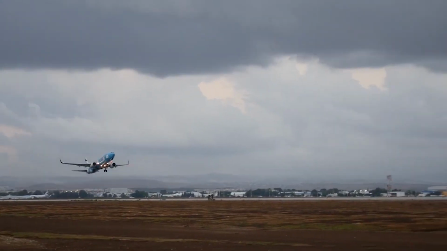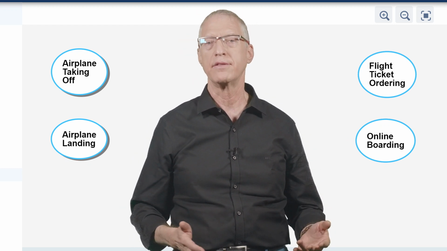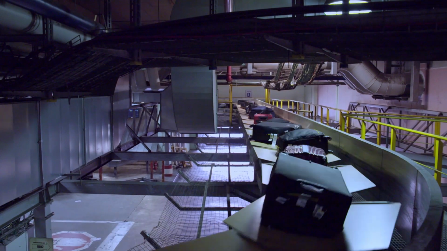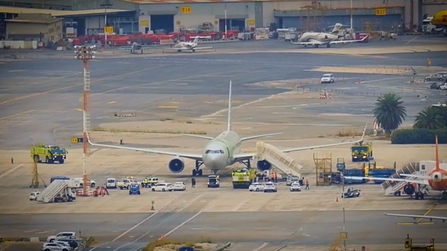Like objects, processes can also be physical or informatical. Taking off and landing are physical processes, but ordering the flight ticket and boarding online are both informatical processes. Like objects, physical processes in our model are also shaded. In summary, this is how we represent a physical process in OPM, and this is how we represent an informatical one. Sorting the suitcase at the airport is a physical process, and so is loading it on the airplane.